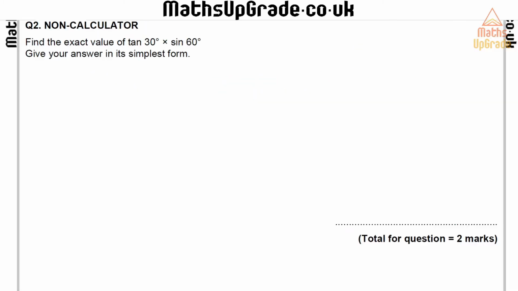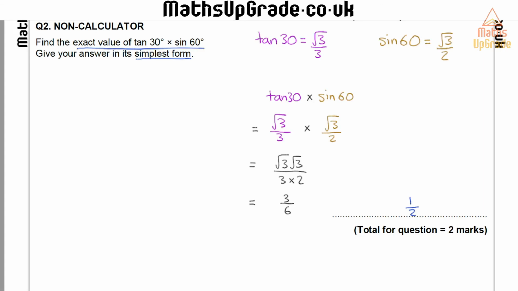Question 2. Again, a non-calculator question. I have to find the exact value of tan 30 multiplied by sin 60. Give my answer in its simplest form. Well, you need to recall these two values, tan 30 and sin 60, and their values are here. Tan 30 is root 3 over 3, sin 60 is root 3 over 2.